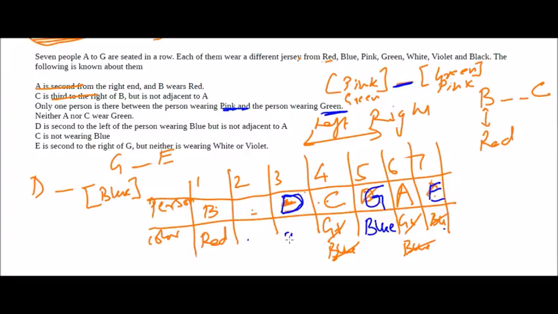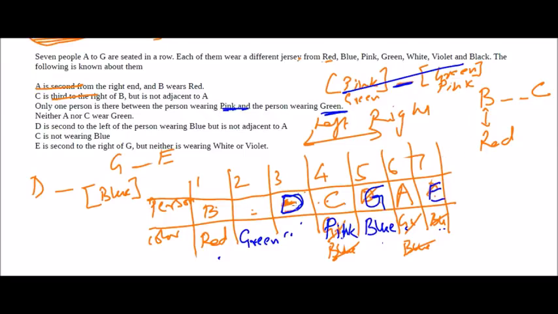If I put D as pink, green will come either in B, which is already red, or G, which is already blue. So this is not pink. If I put C as pink, A will end up wearing green, which is possible. If I put 6 as pink, C will become green, which is not possible. And if I put E as pink, G will become green, which is also not possible. So the only place pink can come is here. This cannot be green, so this has to be green. So I've used up this part.